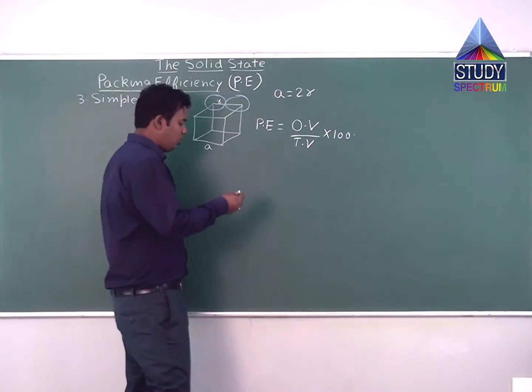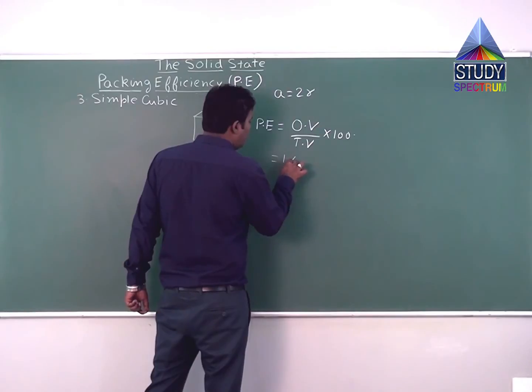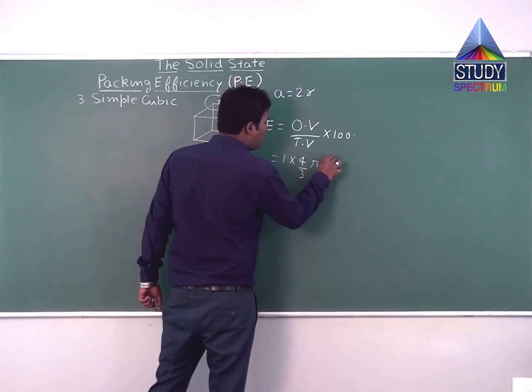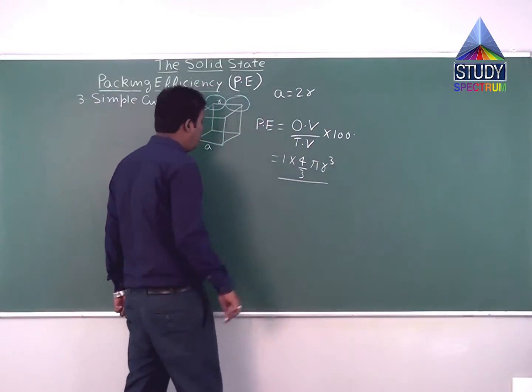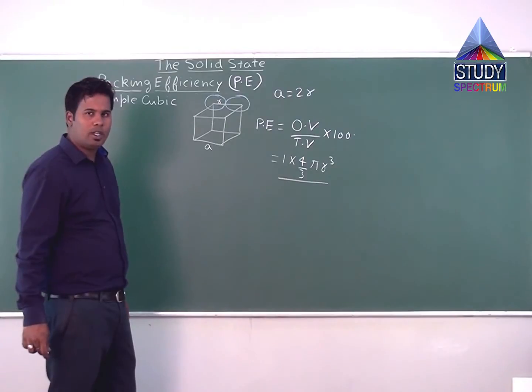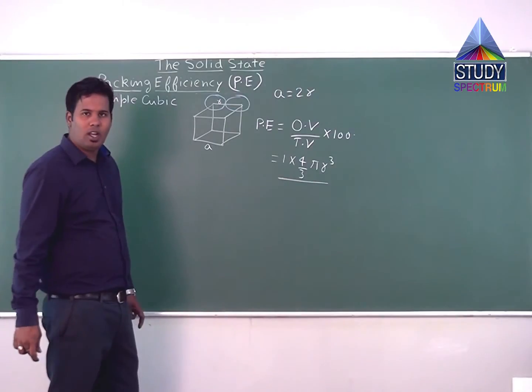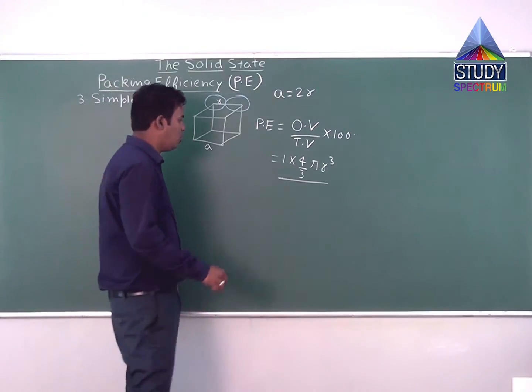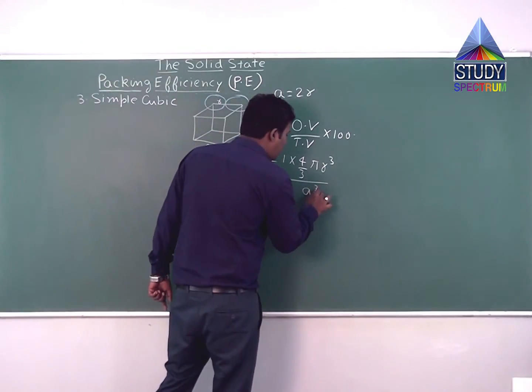Correct? So the numerator here becomes simply 1 into 4/3 pi r cube, divided by the volume of this cube. Once again, since it is a cube, the volume of this cube becomes a cube, that is a into a into a, where small a represents the edge length of the cube. So this is divided by a cube, into 100.